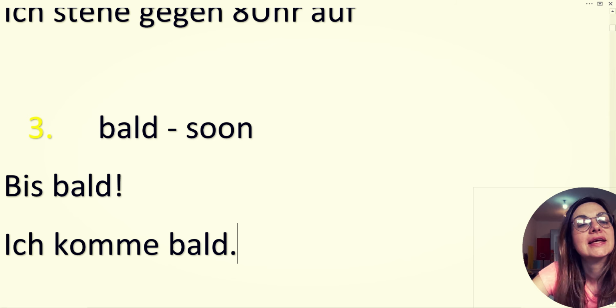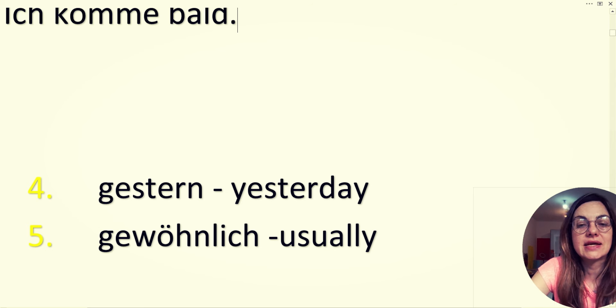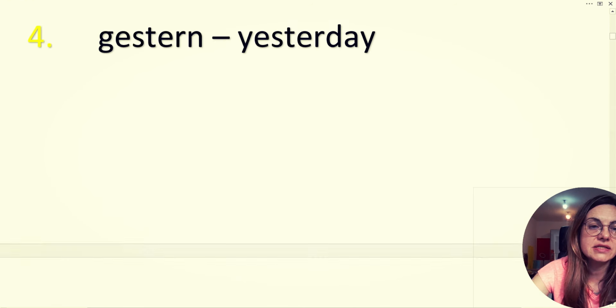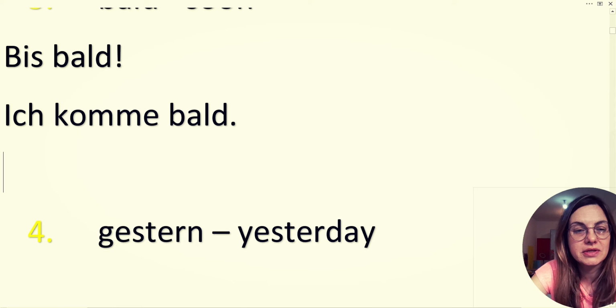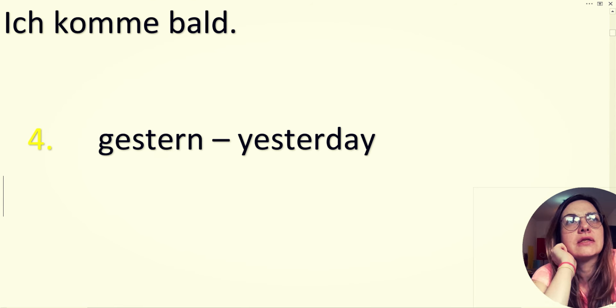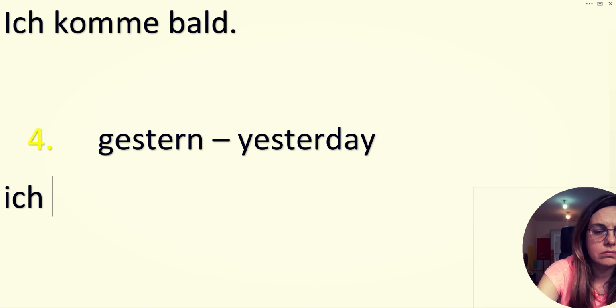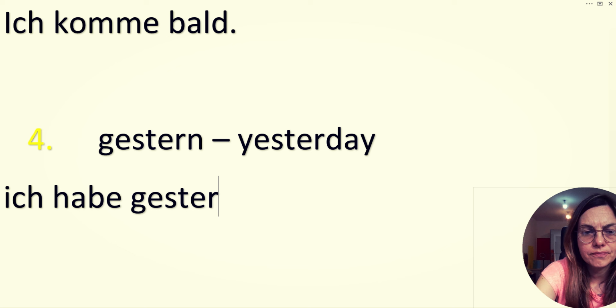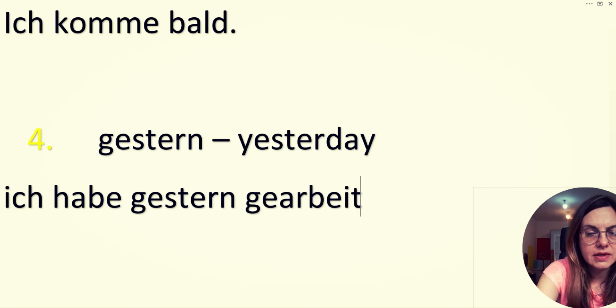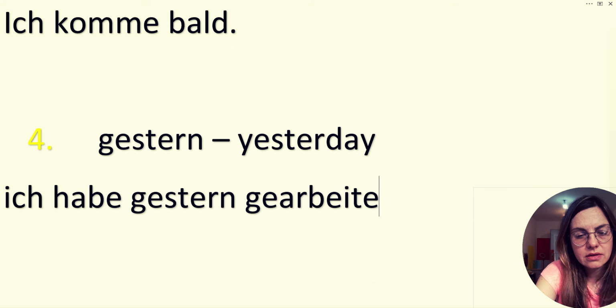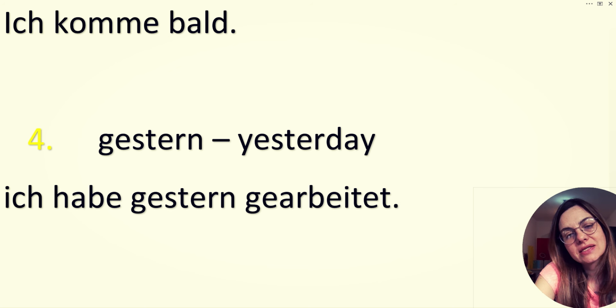Okay. Number 4 is gestern. And that's yesterday. So, if you want to use gestern, we need to use perfect, usually, in Deutsch. So I can say, for example, what did I do? Oh, ich habe gestern gearbeitet. I worked yesterday.